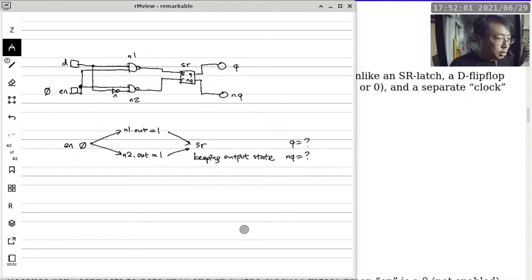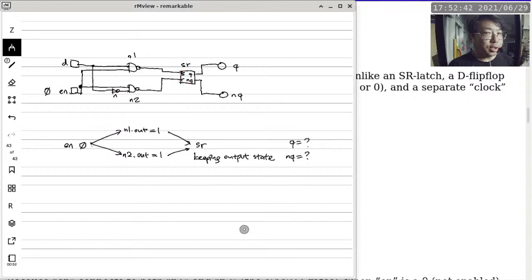Alright, so the SR latch has both of its inputs coming from N1 and N2. N1 goes to the S pin, N2 goes to the R pin. In the previous analysis, we know that when both inputs of an SR latch are 1s, the SR latch is just maintaining its current state. Since I did not tell you whether the current state has Q being 1 or 0, we cannot really know what the output pin Q or NQ is, because this configuration, with EN being a 0, is maintaining the current state of the SR latch.